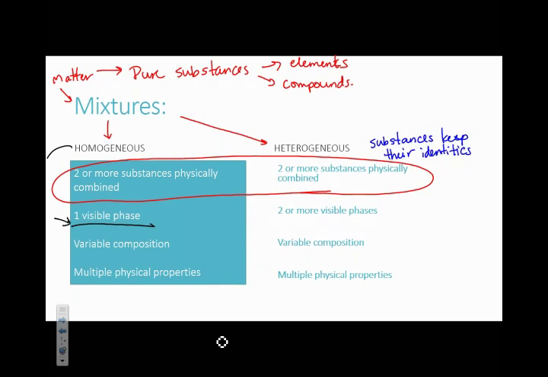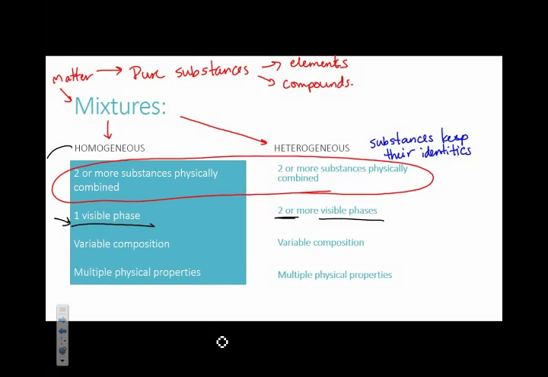A heterogeneous mixture, on the other hand, has 2 or more visible phases. When I think about this, I think about a green salad. You can look at the salad and you can see the lettuce and you can see the bell peppers and you can see the tomatoes and you can see whatever else you've got in your salad. You can visibly see them. That's an example of a heterogeneous mixture.